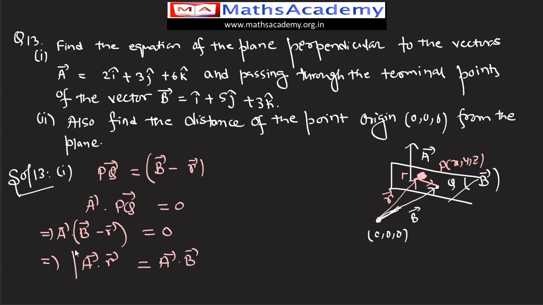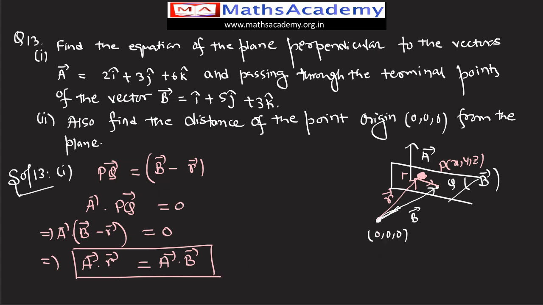So what we have is a vector dot r vector is nothing but a vector dot b vector. This is the equation of the plane: a vector dot r vector is equal to a vector dot b vector.